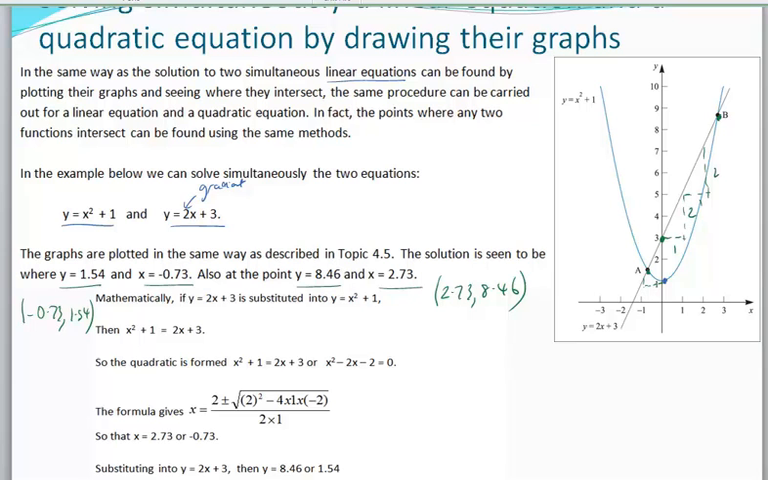And we can do this mathematically as well. So we can substitute here. We've got y is equal to 2x plus 3 and y is equal to x squared plus 1. So we have y is equal to y: x squared plus 1 is equal to 2x plus 3, and we form a quadratic equation here. We end up with x squared minus 2x minus 2 is equal to 0, and we're going to use our quadratic formula to find our actual value here. So here we end up with x is equal to 2.73 or minus 2.73, and substitute in for y.